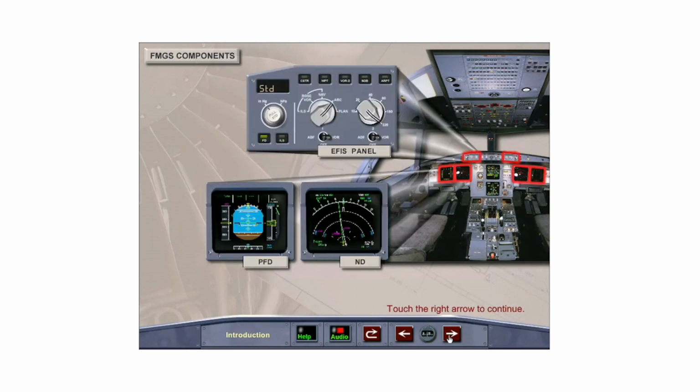The FMGCs display flight guidance and navigation data on the two primary flight displays, or PFDs, and the two navigation displays, or Nav displays. The PFDs and Nav displays are controlled through their respective Electronic Flight Instrument System Control Panel, or EFIS panel, located on the glare shield.